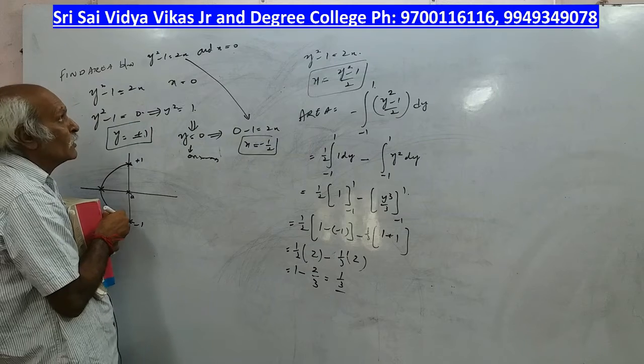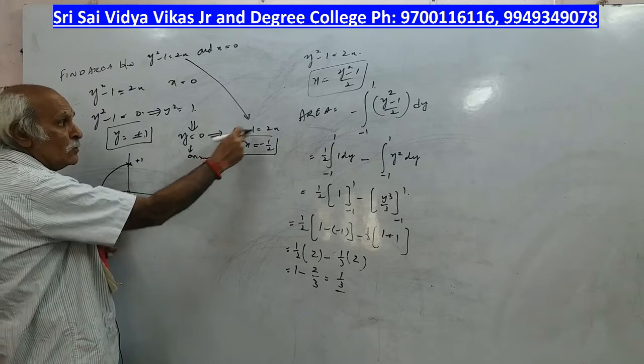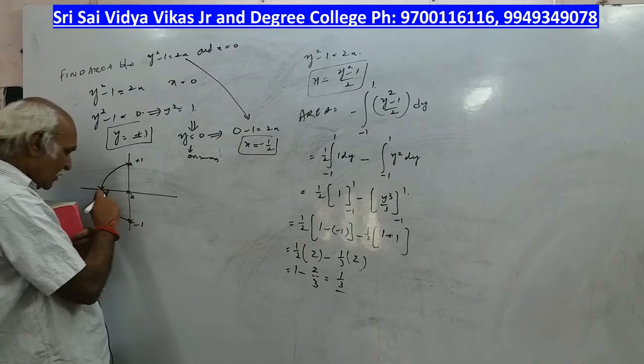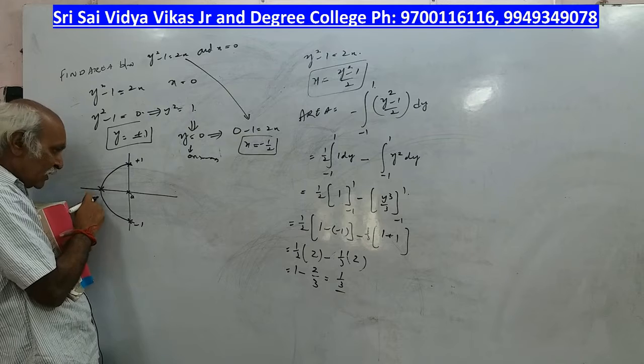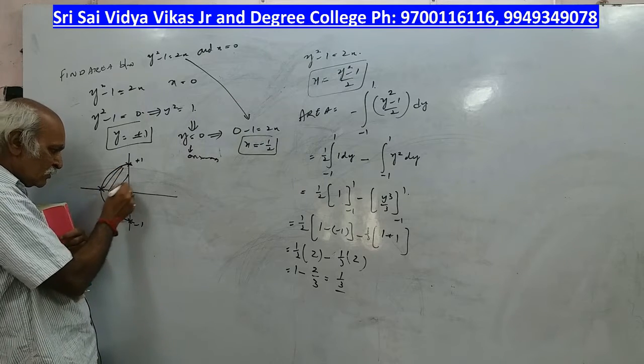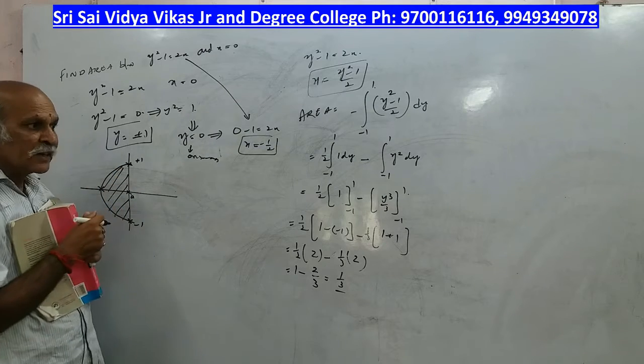So y square minus 1 is equal to 2x. Putting y equal to 0, it becomes x is equal to minus 1 by 2. So what is the value of x we get? Minus 1 by 2. It means that this is the area we have to find out.